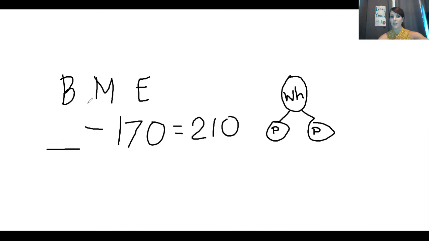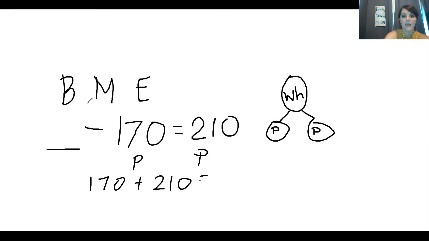So in this case, we know our missing number is the first number in the equation, which is the whole. Whole starts subtraction, we take away part, we get the other part. So then I should be able to put together 170 plus 210, my two parts, to get my whole. So we're going to do the opposite operation of subtraction, which is addition. Let's then add the two parts together, 170 plus 210, and that should give us our answer.